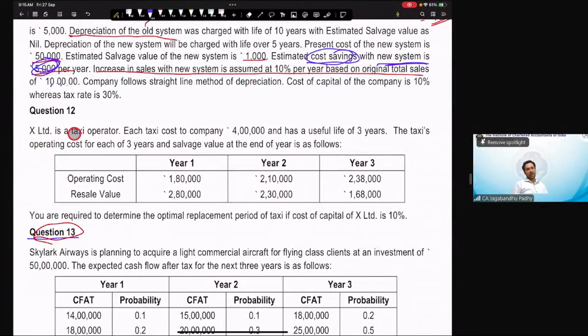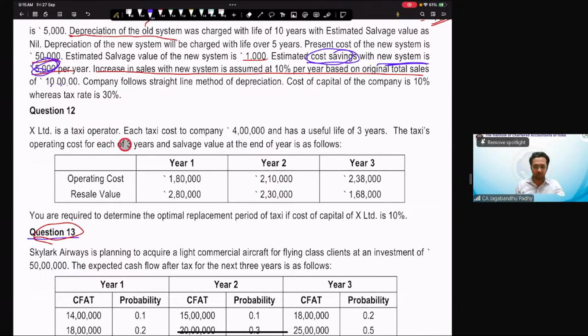X Limited is a taxi operator. Each taxi costs the company 4 lakh. Okay, so we are a taxi operator. We have a fleet of taxis, and each taxi is costing us 4 lakh rupees. Each taxi has a useful life of 3 years.